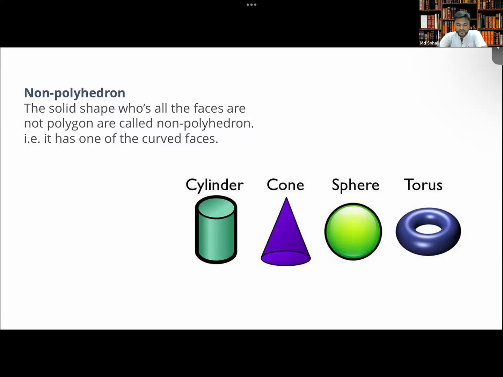So for example, see cylinder, cone, sphere, torus. In these, you will see that the faces are curved, the faces are not straight. That basically means they are not polygons. Since the faces are not polygons, these will be non-polyhedrons. Examples are mentioned here.